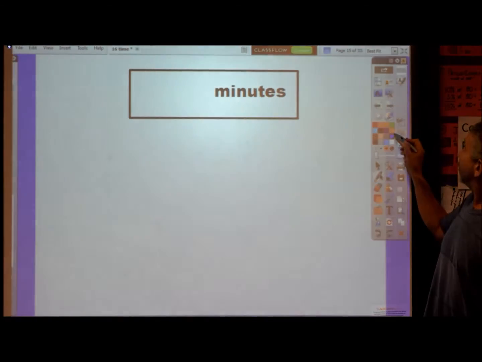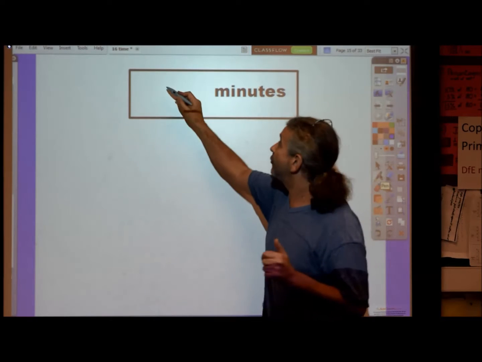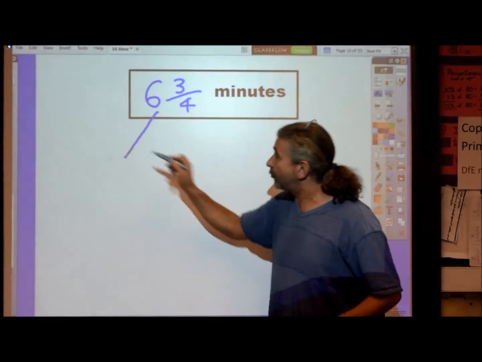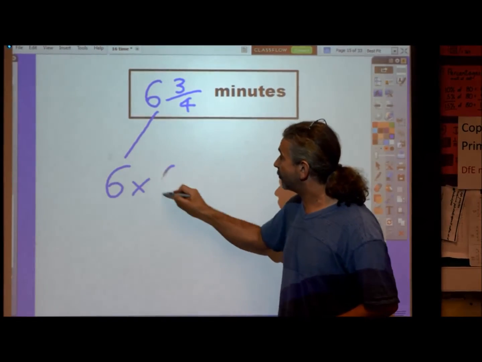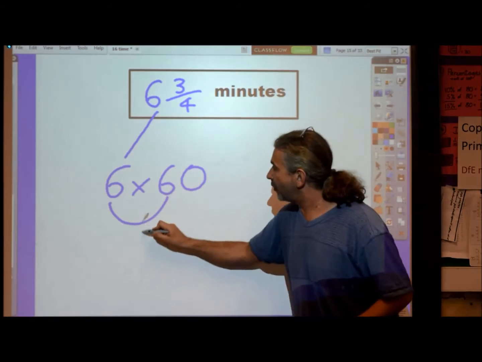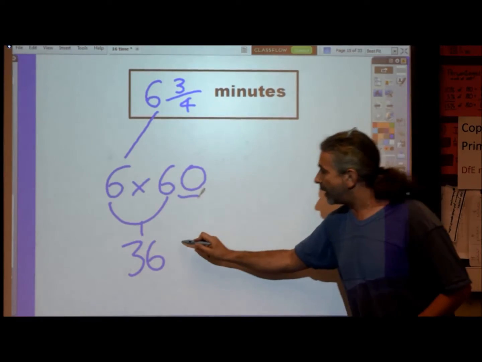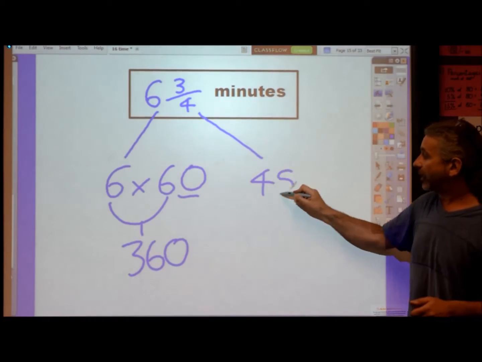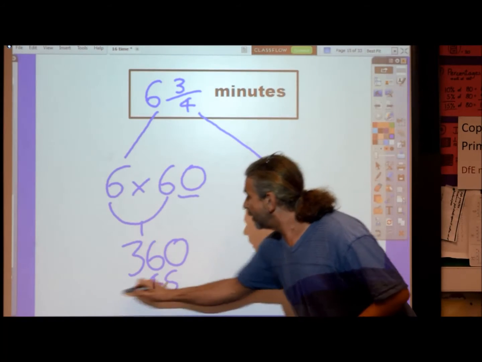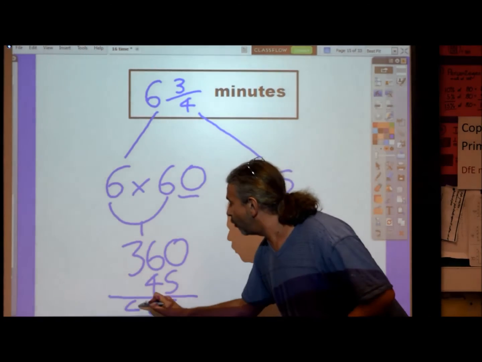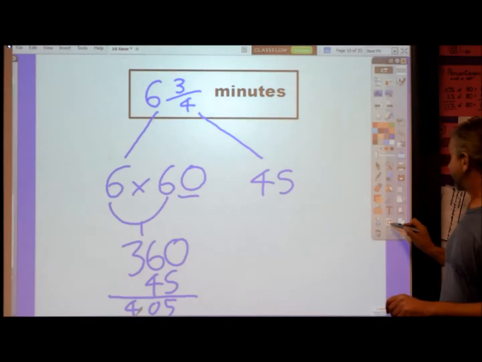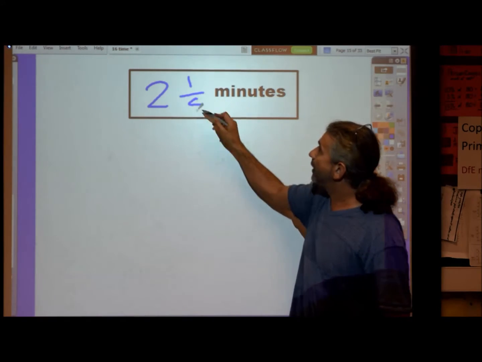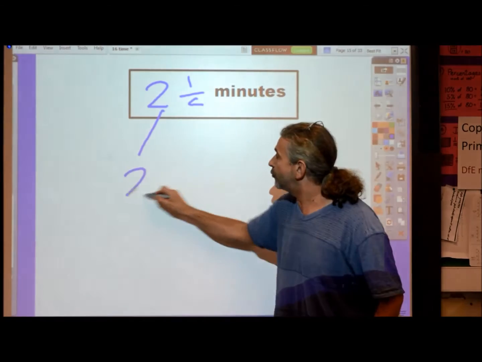So, if we're asked to find out how many seconds in 6 3/4 minutes, the 6 minutes will be 6 times 60 seconds. So 6 times 6 is 36. Add the 0, 360. 3/4 of a minute are 45 seconds. So if we add those together, the total is 405 seconds.